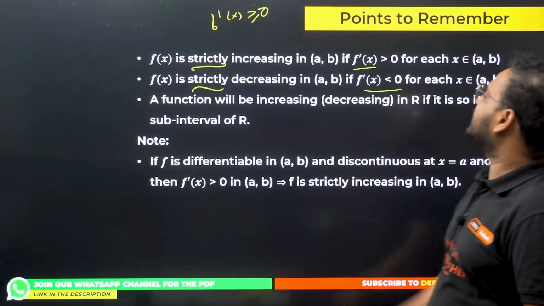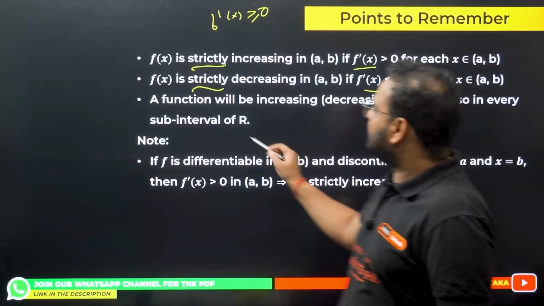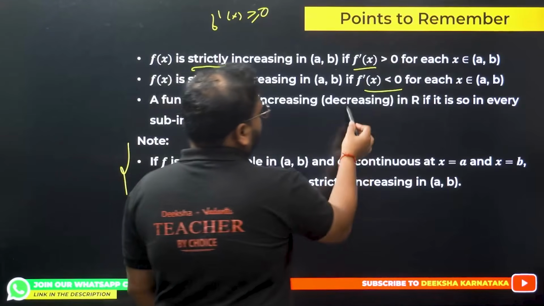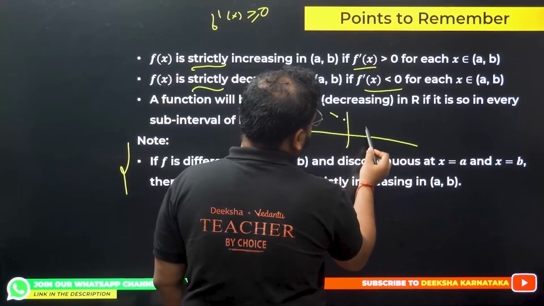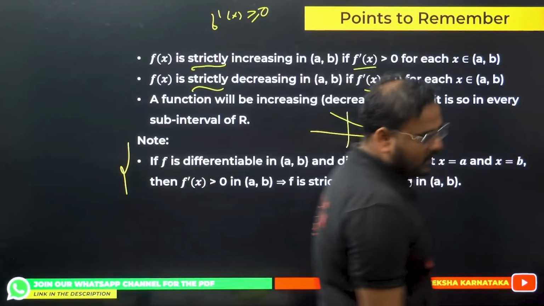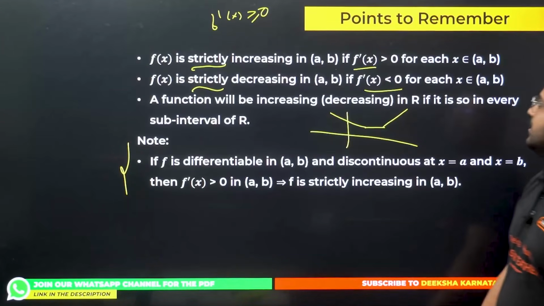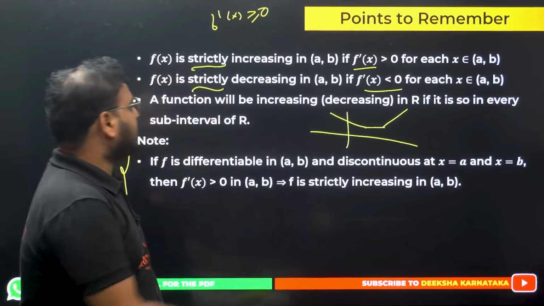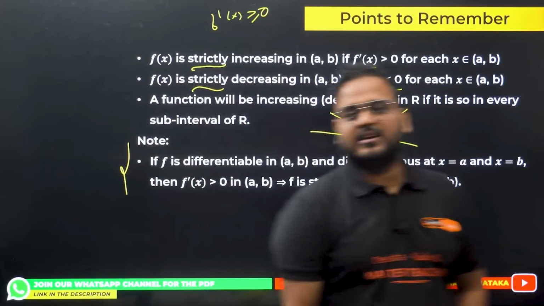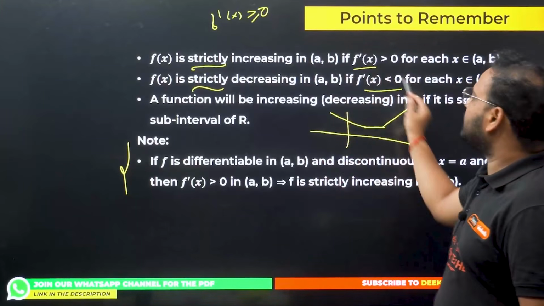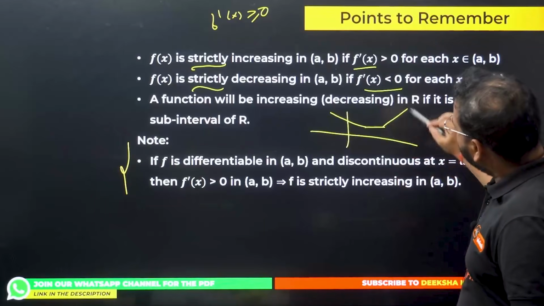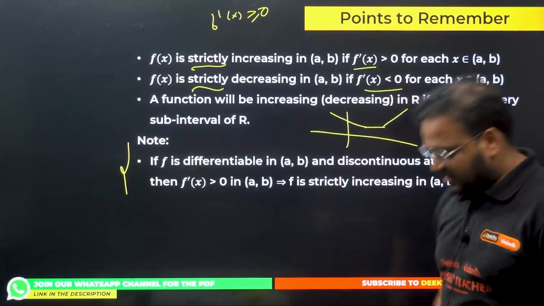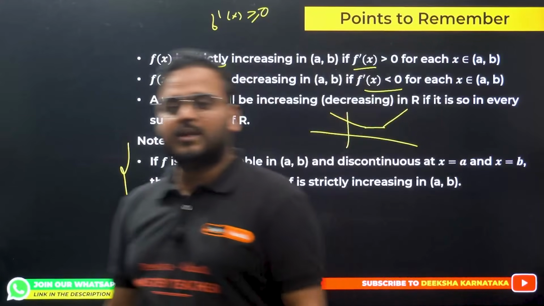A function will be increasing and decreasing in R if in every subinterval of R you have both cases. For example, you have a function like this: you come down, you go flat, then again you go back. This is called both increasing and decreasing. A function will be increasing or decreasing in a subinterval if it follows that case. If increasing, then the derivative has to be positive; if decreasing, then negative. This part has positive, meaning it is increasing over here, and over here it is decreasing. So in the subintervals of the real numbers, the function is either increasing or decreasing at different points. I hope this is very much clear to all of you.